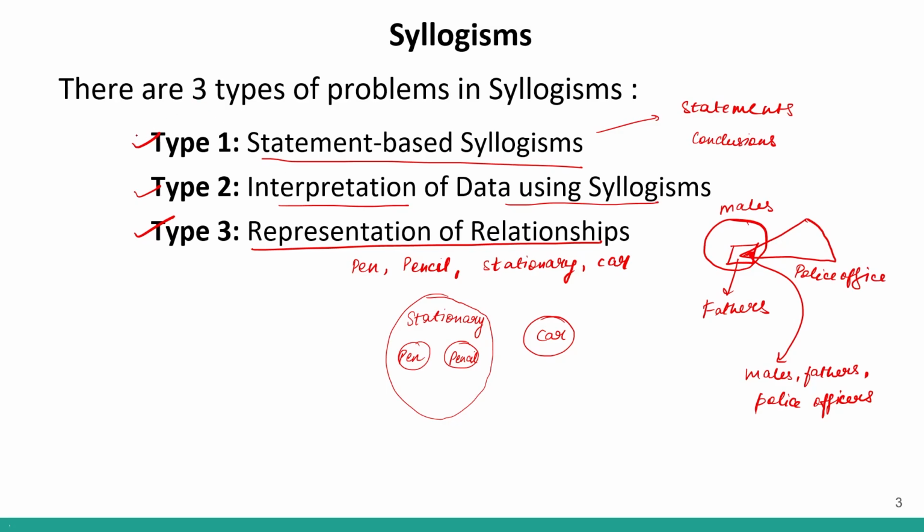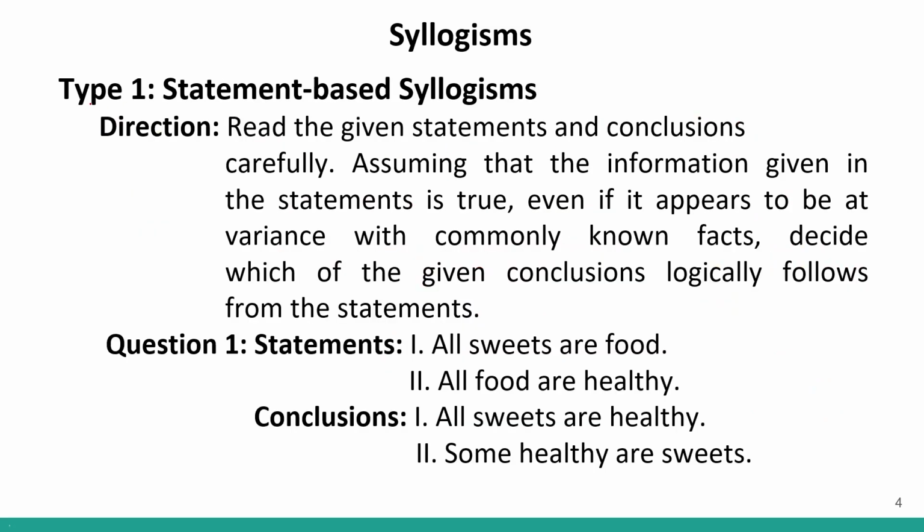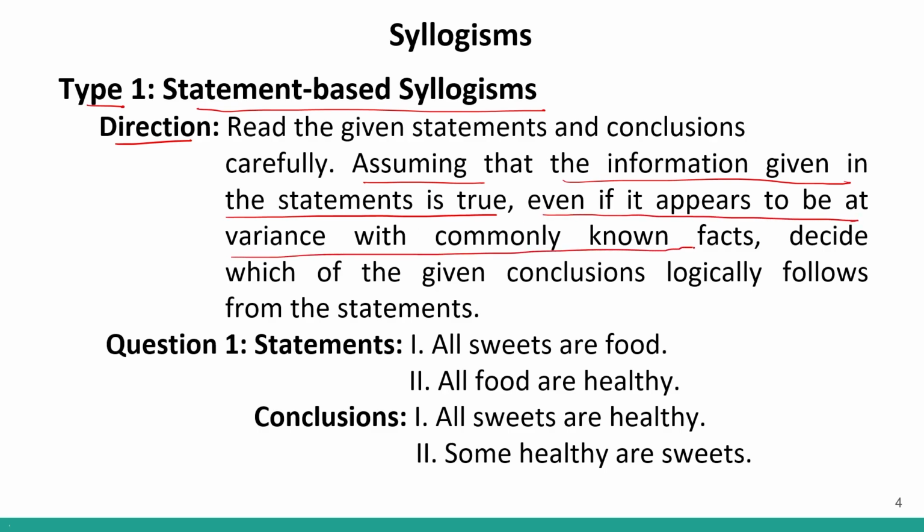In today's lecture, we will discuss type 1, that is statement conclusion type or statement-based syllogisms, in a little more detail. So let us start. This is your type 1, statement-based syllogisms. Now, in each question in your examination, you get a set of directions. So let us read the direction. The direction says, read the given statements and conclusions carefully, assuming that the information given in the statement is true, even if it appears to be at variance with commonly known facts.